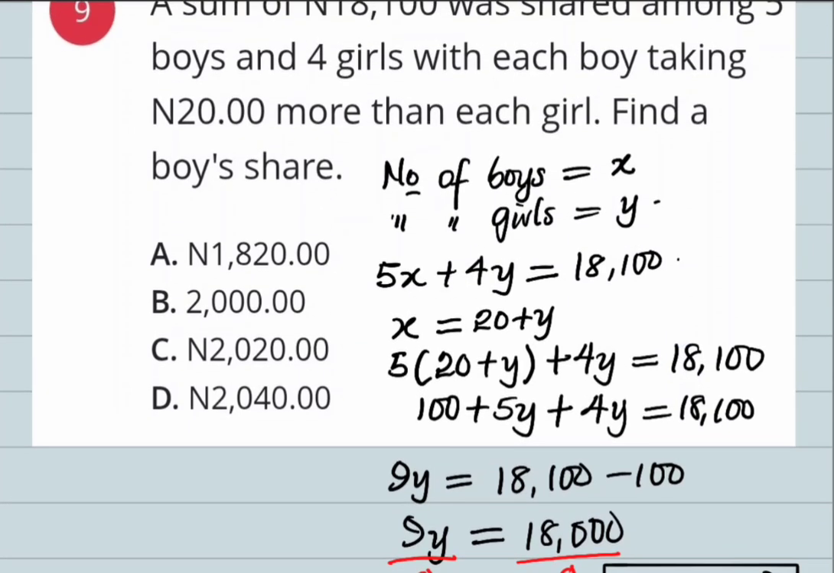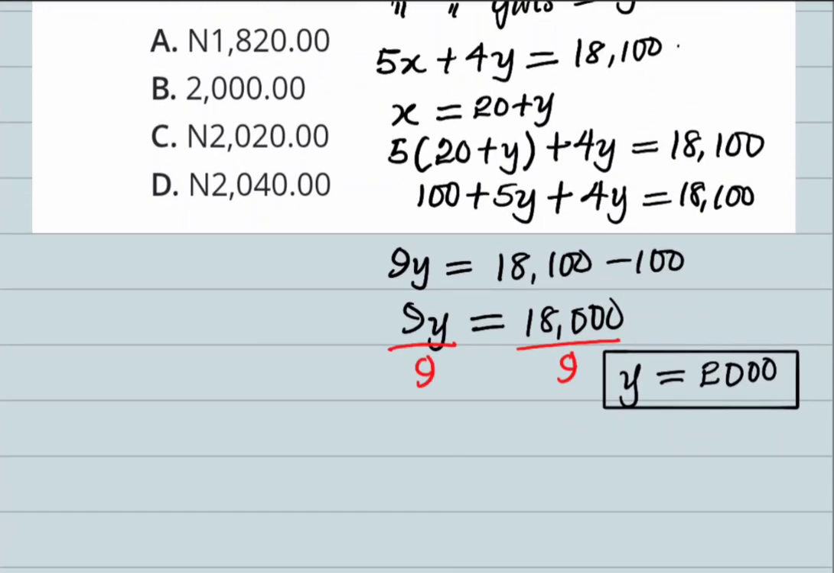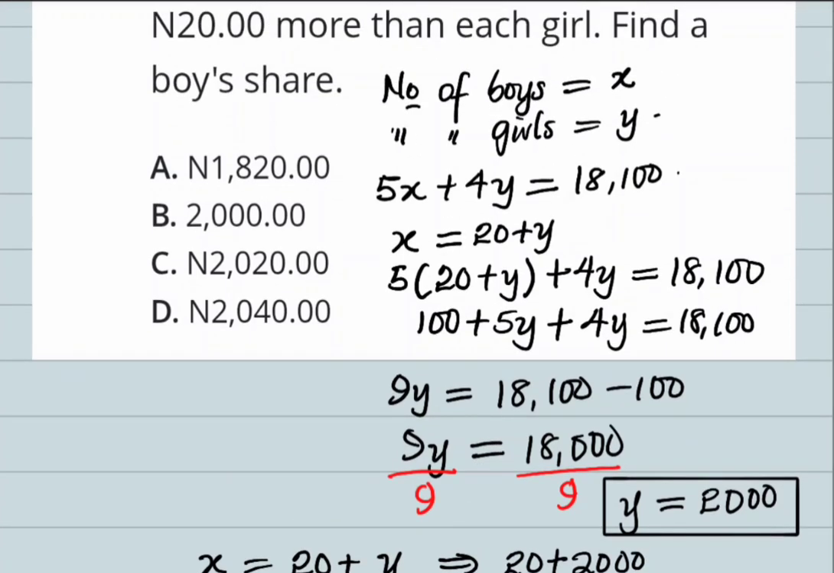But the question says we should find the boys' share. Of course, the boys' share will be 20 more than 2,000. That is, x will be 20 more than 2,000, which is 20 plus 2,000, which is 2,020 naira. That's the boys' share. So that is option C.